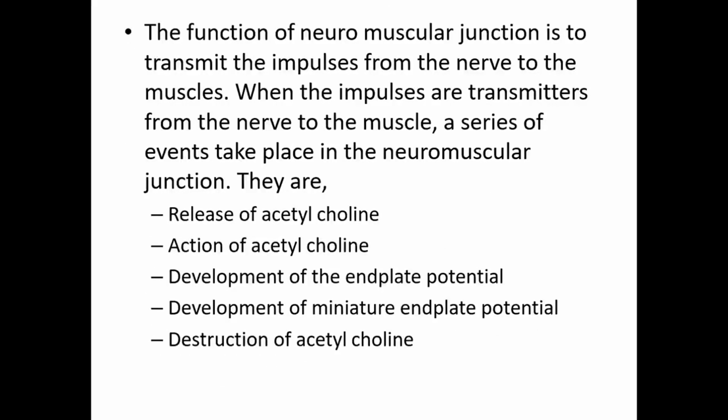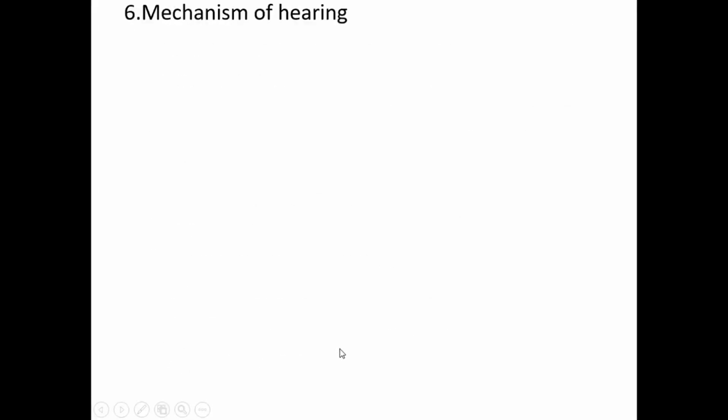The function of the neuromuscular junction is to transmit impulses from the nerve to the muscles. When the impulses are transmitted from the nerve to the muscle, a series of events take place in the neuromuscular junction. They are release of acetylcholine, action of acetylcholine, development of end plate potential, development of miniature end plate potential, destruction of acetylcholine.